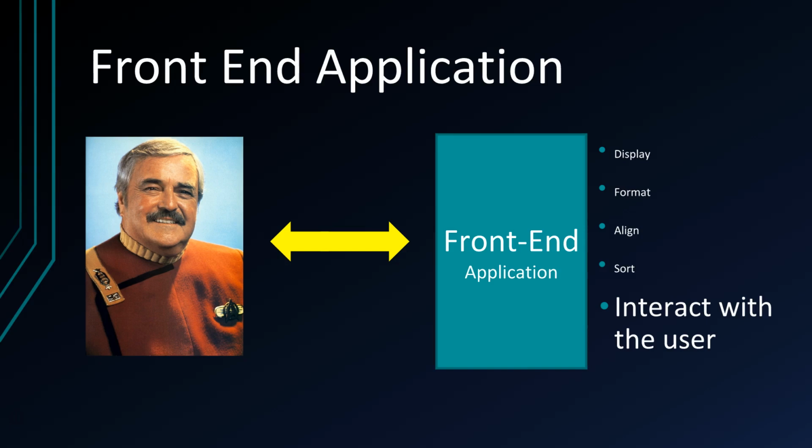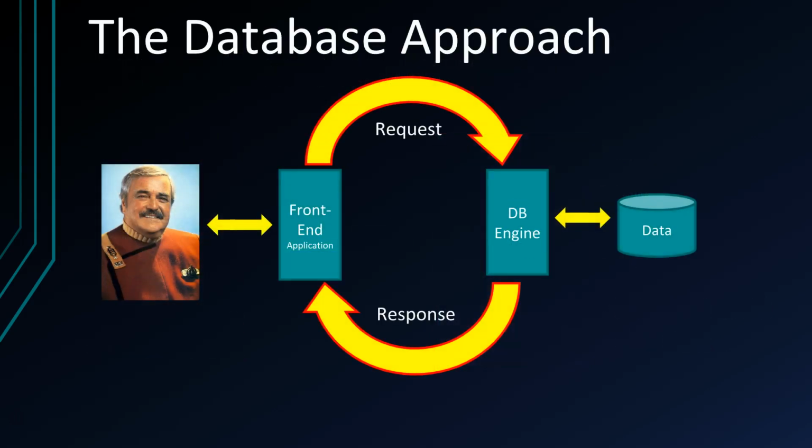Now, here's the interesting thing. Remember, the engine is responsible for everything protecting the data. Well, the front end is responsible for everything about how that data is displayed to the user: displaying the data, formatting, aligning, in some cases sorting the data, but the whole point is its interaction with the user. The neat thing here is that we can mix and match front ends and engines. It's not like we have to have one program that's written all the way through.